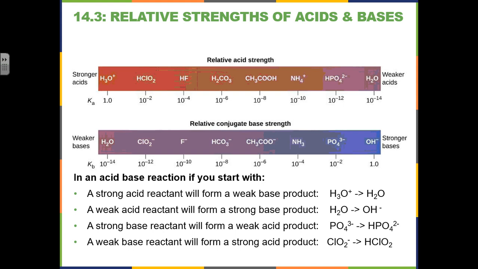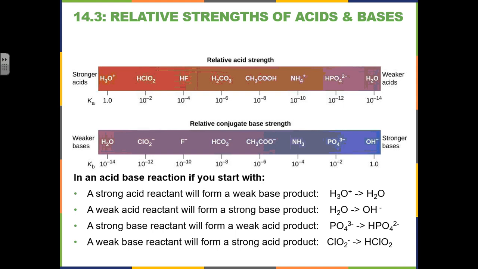Now, what do I mean by that? That means that if you have something that behaves as an acid and it would be considered a stronger acid, after it donates its proton, it becomes another compound. And that compound behaves as a base. So it's kind of reciprocating behavior, both in its role as an acid and base and in its relative strength.